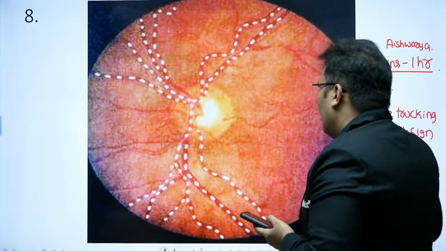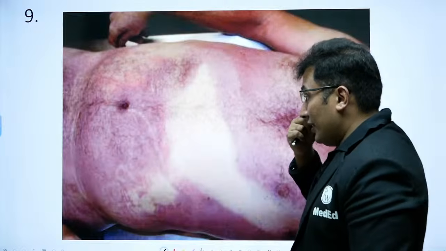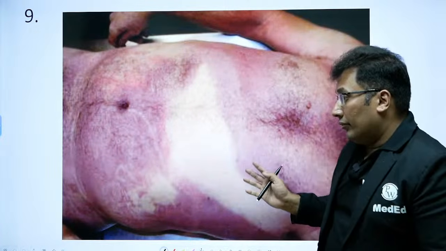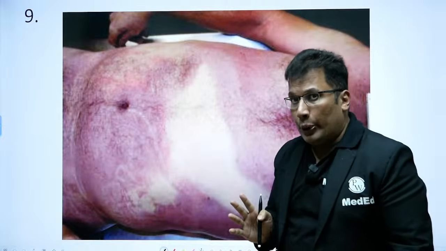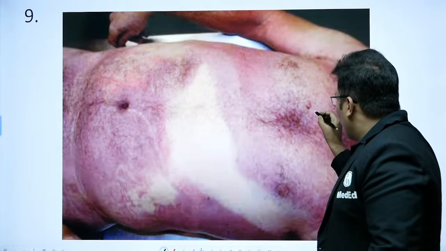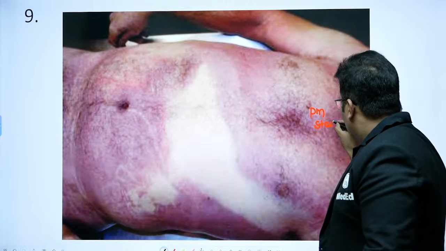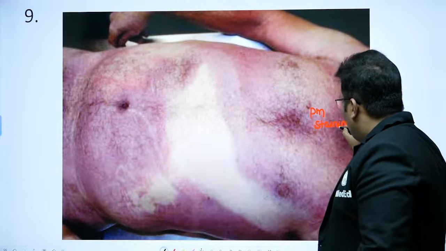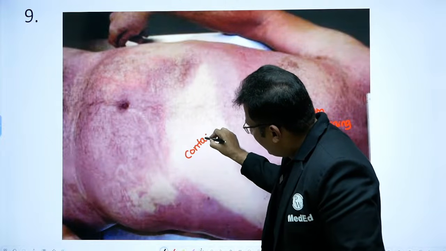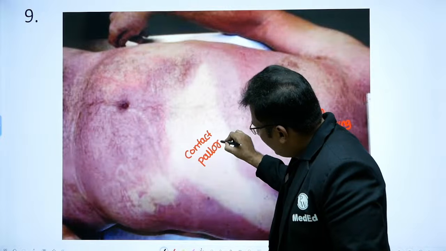That's okay. Then question number 9. This is a very important question. Again, this is very challenging, I'm telling you. All of you concentrate. What you can see here is postmortem staining, and this is contact flattening.